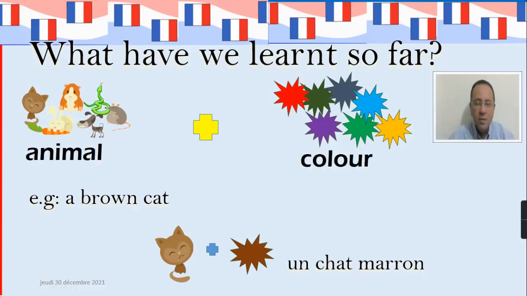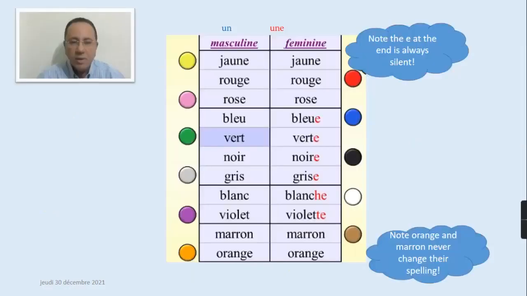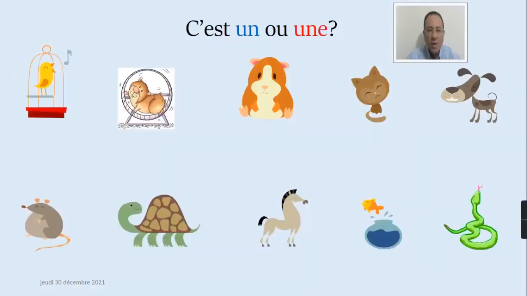We have learned how to describe the color of an animal, like this example here. We also learned that the color always comes after the name of the animal. And we have learned as well that the color and the animals could be feminine or masculine, like the table that you can see here. When you say these animals in French, which article are you going to use? Un or une?